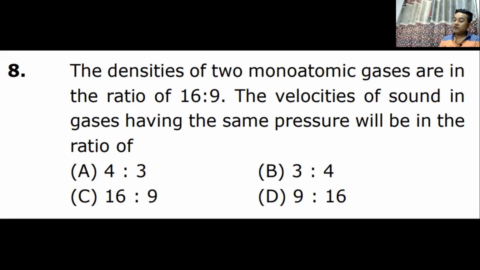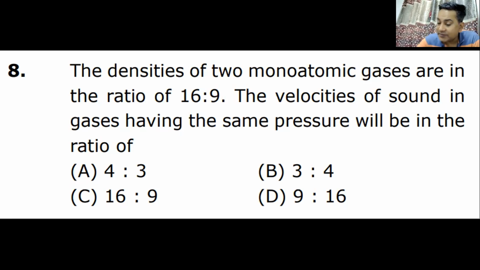The densities of two monatomic gases are in the ratio of 16:9. The velocity of sound in the gases having the same pressure. Pressure is same. Remember, there are two different gases. Pressure is same. Densities are in the ratio 16:9. What will be the ratio of speeds of sound, or velocity of sound? And your answer is which one? 16:9. What is the ratio of speeds? Can I have your answers?